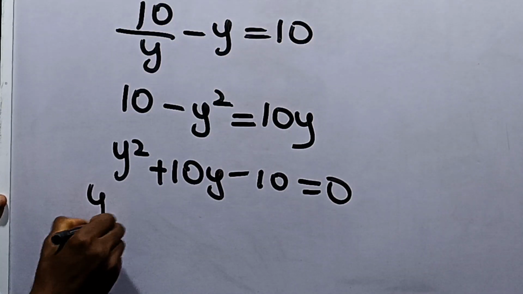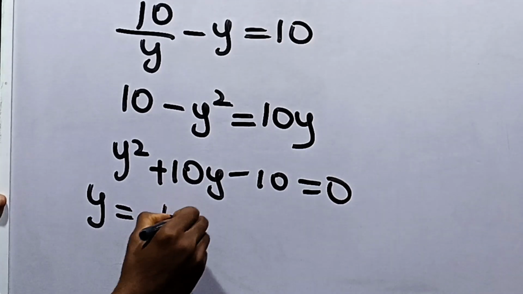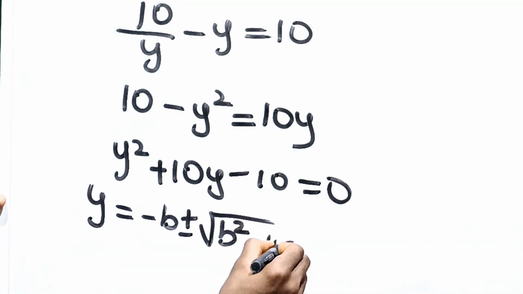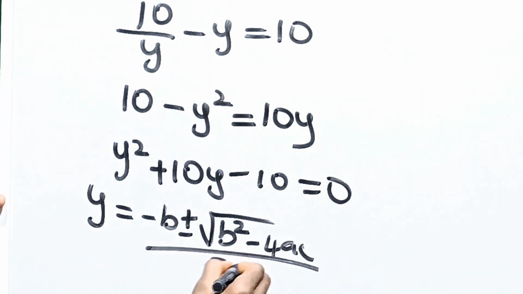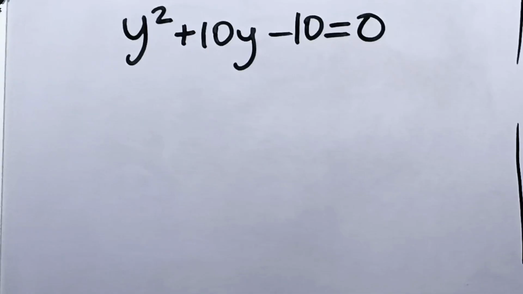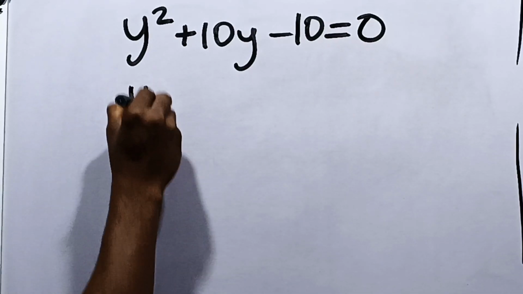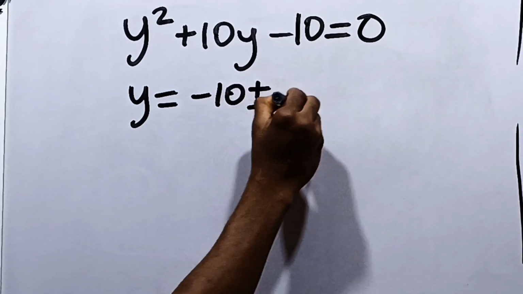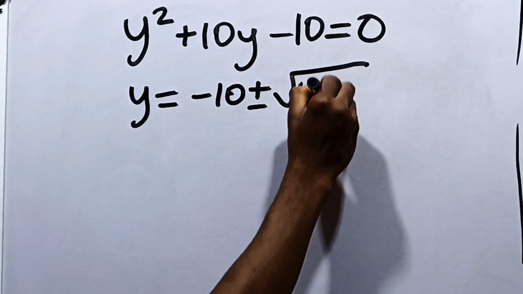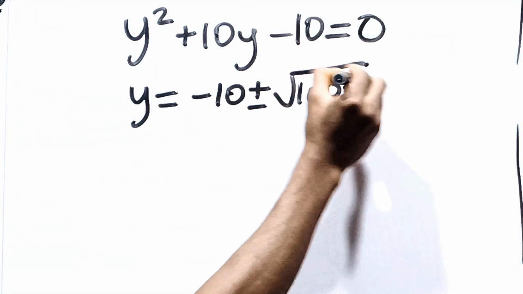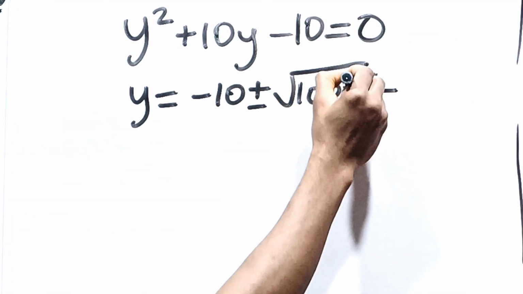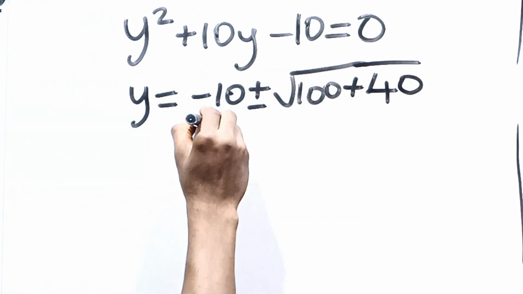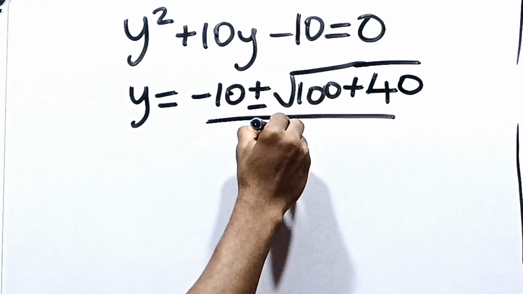So we have that y is equal to minus b plus or minus square root of b squared minus 4ac all over 2a. This is the quadratic formula. Moving on from here, y is equal to minus 10 plus or minus square root of 10 squared, which is 100, minus 4 times 1 times minus 10, which is plus 40, all over 2a, which is 2 times 1, which is 2.